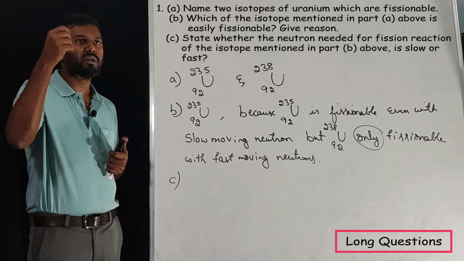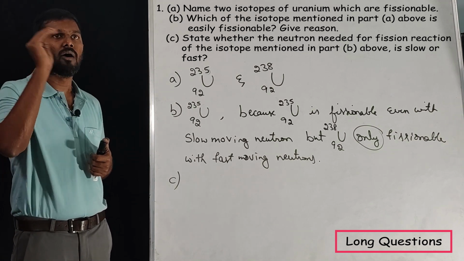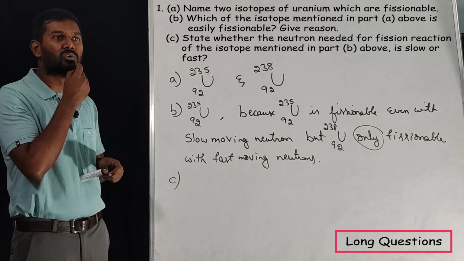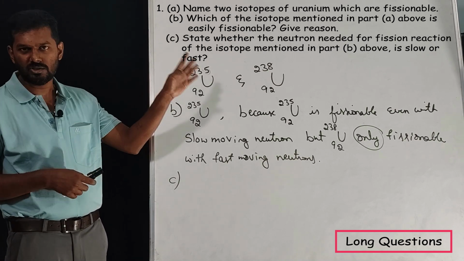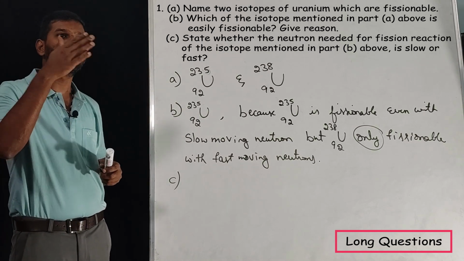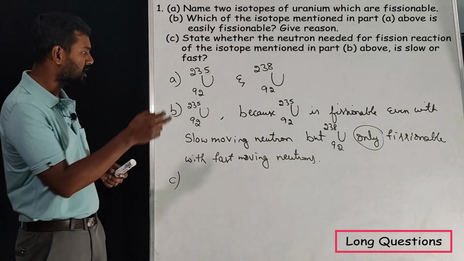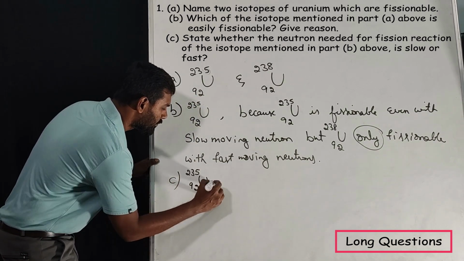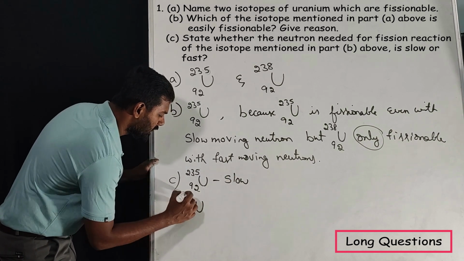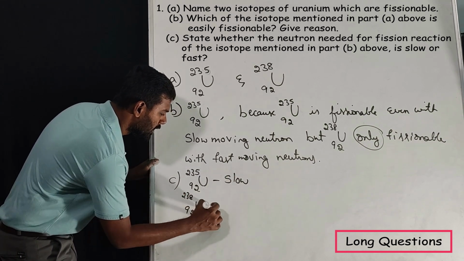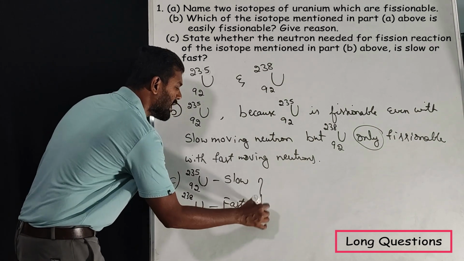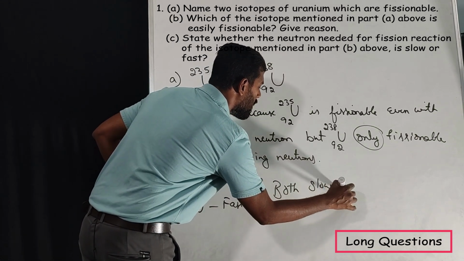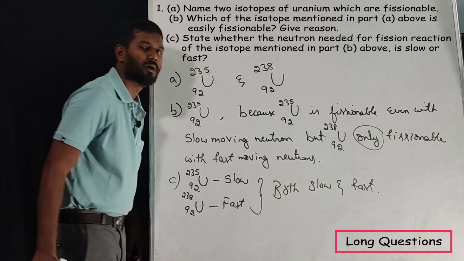State whether the neutron needed for a fission reaction of an isotope mentioned in part B above is slow or fast. See, we are using both the isotopes, correct? We need both slow and fast. Slow for uranium-235 92, and for uranium-238 92 we need fast. So the answer for this sub question is both slow and fast. That's it.